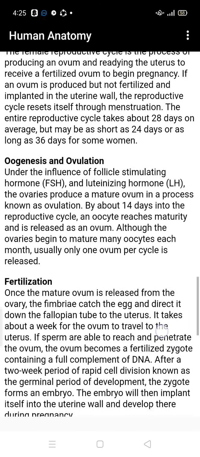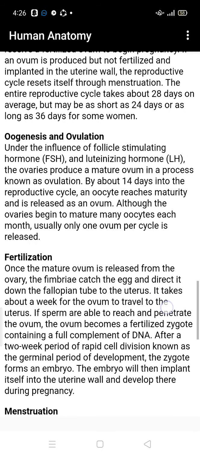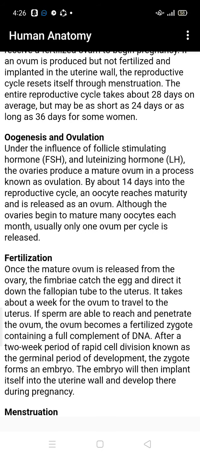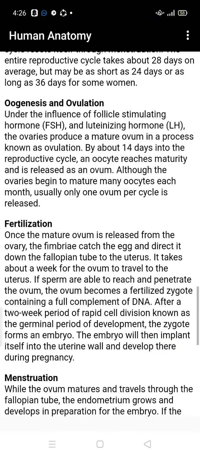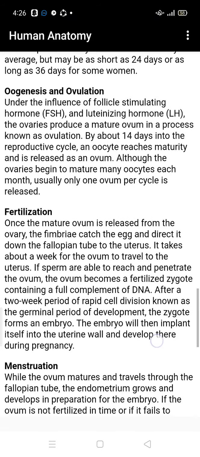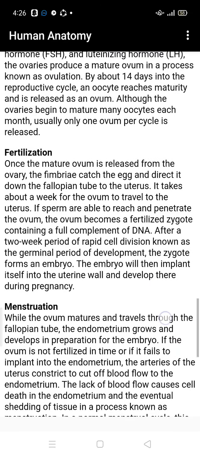Oogenesis and ovulation: under the influence of follicle stimulating hormone and luteinizing hormone, the ovaries produce a mature ovum in a process known as ovulation. By about 14 days into the reproductive cycle, an oocyte reaches maturity and is released as an ovum. Although the ovaries begin to mature many oocytes each month, usually only one ovum per cycle is released. Now we will discuss fertilization.